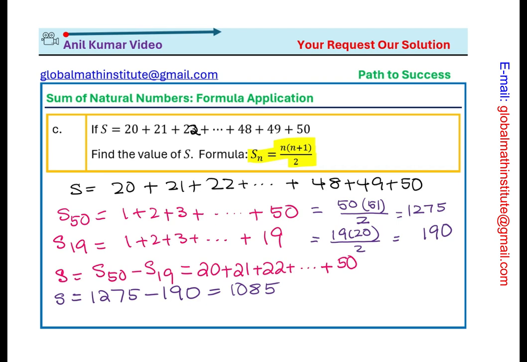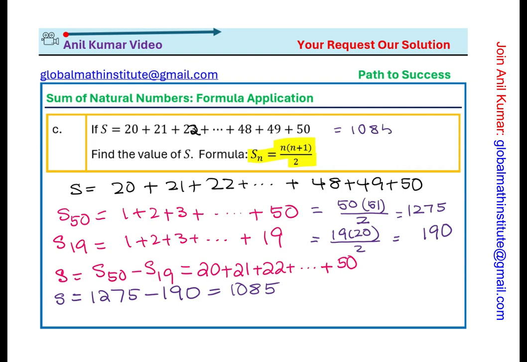Do you see the strategy, right? So that is how you should be doing it. So how did I get 1275? I multiplied 51 by 100 divided by 4. Correct? So that is the strategy, right? And second one, I divided 20 by 2, you got 10, 190. So now you subtract, correct? So when you subtract, you get 1085.